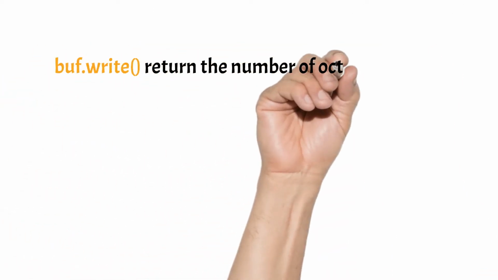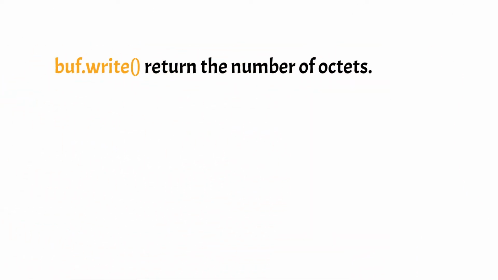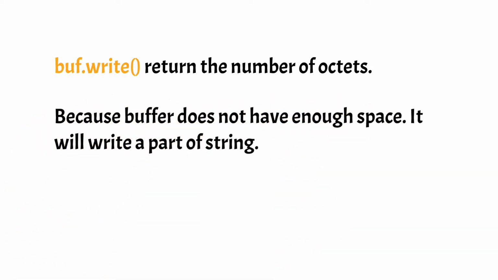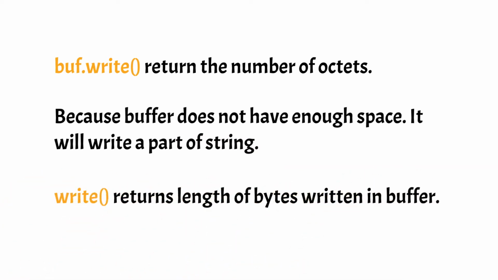The write method is used to return the number of octets in which the string is written. If the buffer does not have enough space to fit the entire string, it will write only a part of the string. The write method returns the number of bytes written.